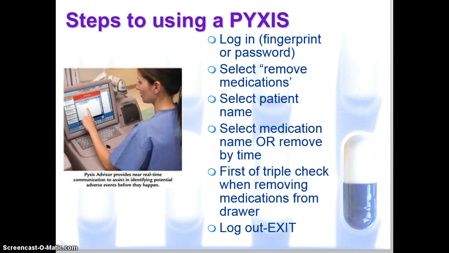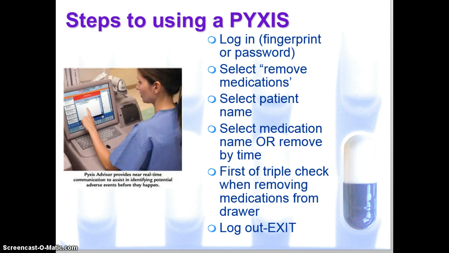Our steps for a Pyxis are, we log in with our fingerprint or password, we select remove medications, touch the patient's name that comes up on the screen that we want to give the meds to, select either the medication name of what we're giving, or there is a quicker way that says remove by time, and if it's 9 o'clock in the morning, all the medications that are scheduled for 9 a.m. will show up on the screen.